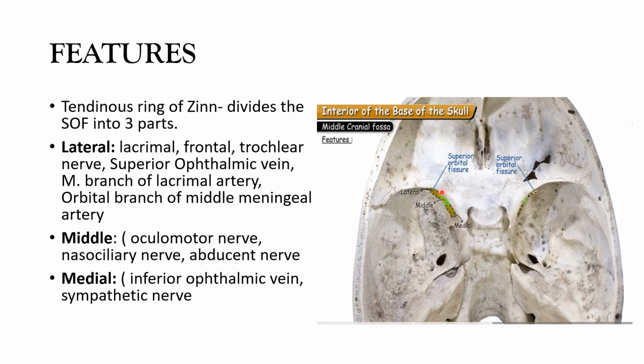For the lateral one, we have the lacrimal, the frontal, and then the trochlear nerve. Also traversing this, we have the superior ophthalmic vein, the meningeal branch of the lacrimal artery, and then also the orbital branch of the middle meningeal artery. Now for the middle part, we have the oculomotor nerve, the ciliary nerve, and then the abducens nerve. And then the medial part, which is this one, has the inferior ophthalmic vein and also the sympathetic nerve.